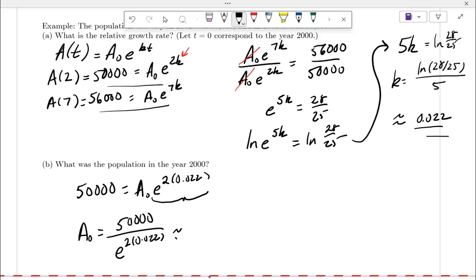Anybody get a value for that? 752. As this is a population, I'll just round it to the nearest integer. What questions do you have on that one? That one okay? Are we happy with that? Is that not the number you got, Claire?